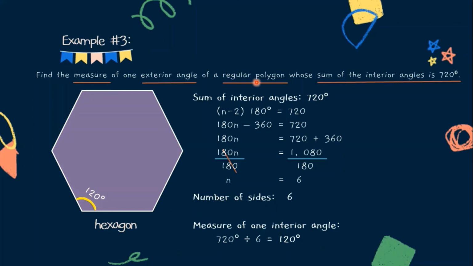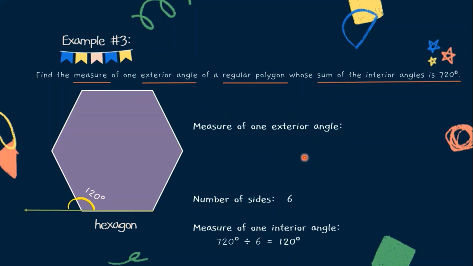And this is a regular polygon. So all of them are 120 each. Six angles of 120 degrees. However, for this word problem, what we need is the measure of one exterior angle. Since we are looking for the exterior angle and not the interior angle, we know that an interior and exterior angle form a linear pair, which is both supplementary and adjacent.